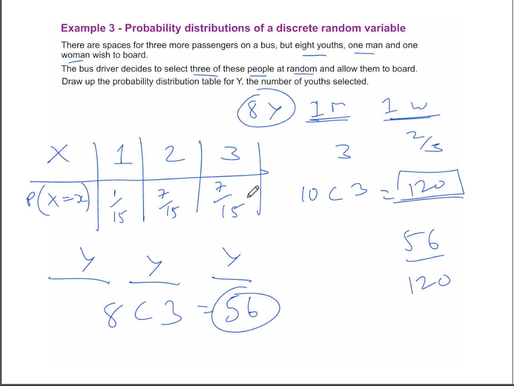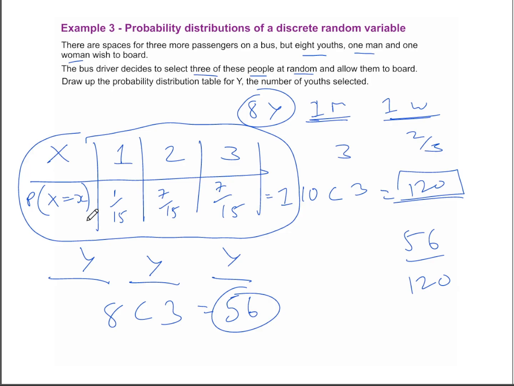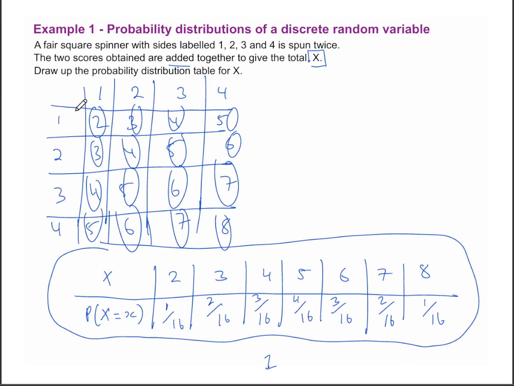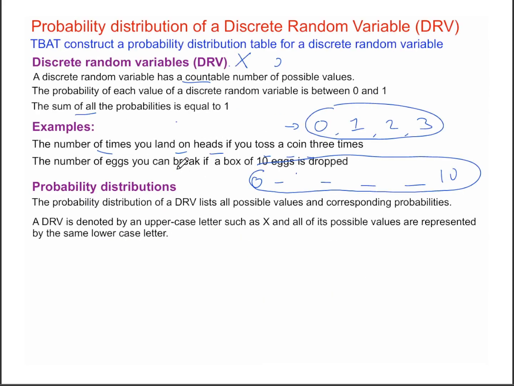If we add up the probabilities, we get 1 over 15 plus 7 over 15 plus 7 over 15, which does give us 1, which confirms that this is our probability distribution table for the discrete random variable Y, not X. So these are the changes that will be made. It depends on the discrete random variable letter that they give you. Here they gave you Y. The previous one they provided you with V, but the usual one that we use is X, as it was stated in the first slide here.